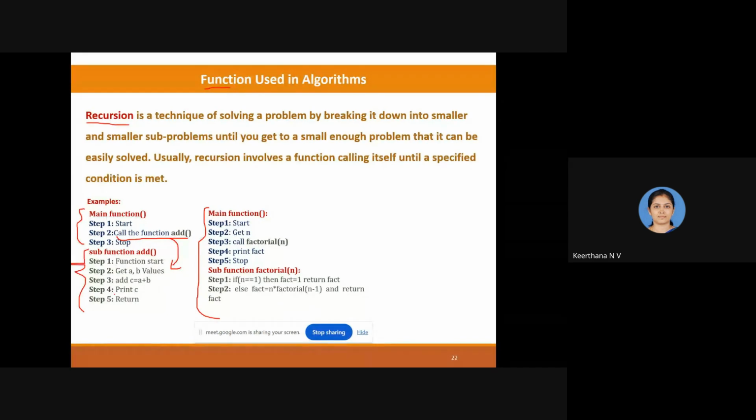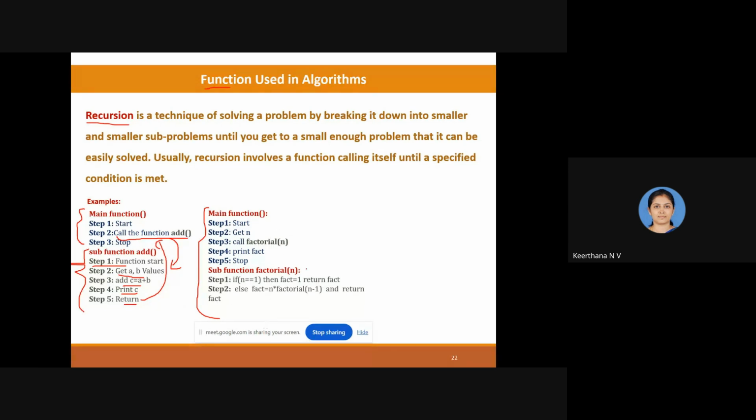Here I am going to follow these methods. So step 1, for every function you will be writing an algorithm with step 1 as start the function. After that you will be getting two values from the user, calculating, and printing, and step 5 is return. If you give a return, it will go back to the main function step 3 and the algorithm will continue. So this is the working of an algorithm with functions.